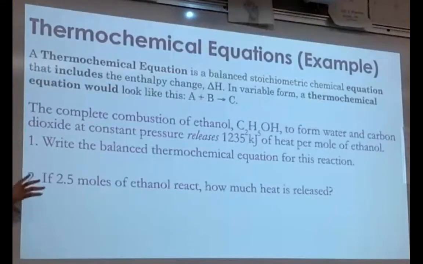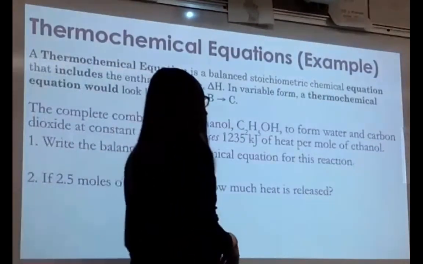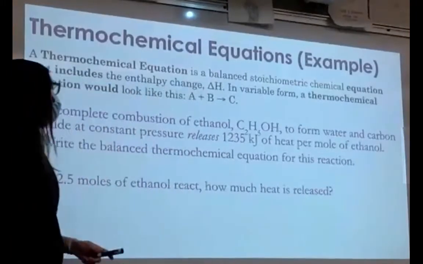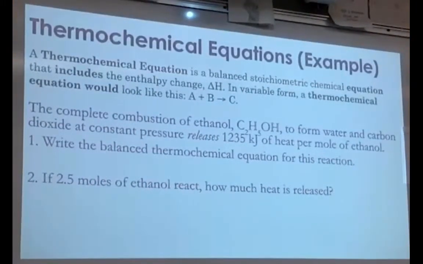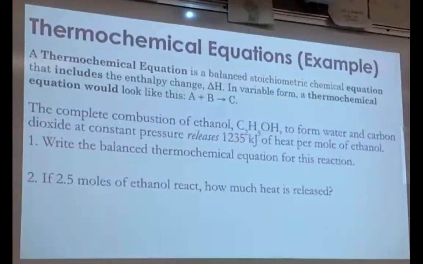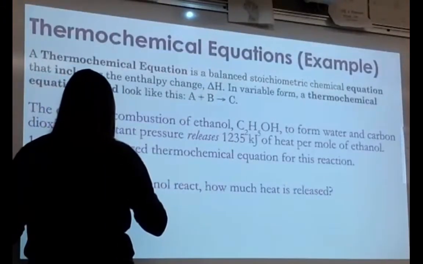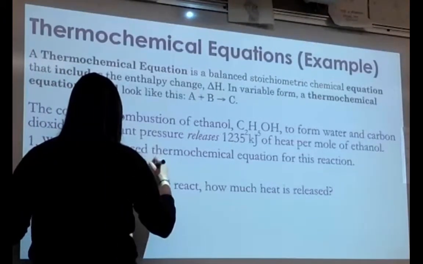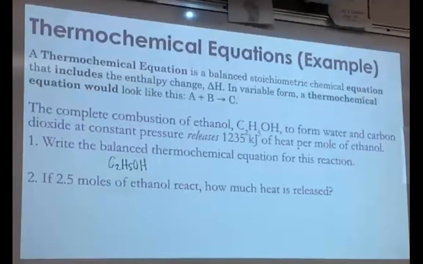So an example that I pulled to put up here and work through: the complete combustion of ethanol, which is C2H5OH, to form water and carbon dioxide releases 1,235 kilojoules of heat per mole of ethanol. So number 1, write the balanced thermochemical equation for this reaction. Okay, so really it's a balanced equation and we're going to include delta H off to the side. So ethanol, C2H5OH. We don't have to worry about states of matter.